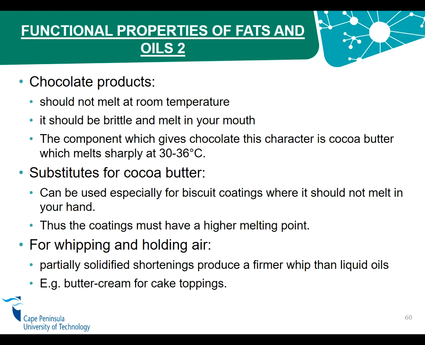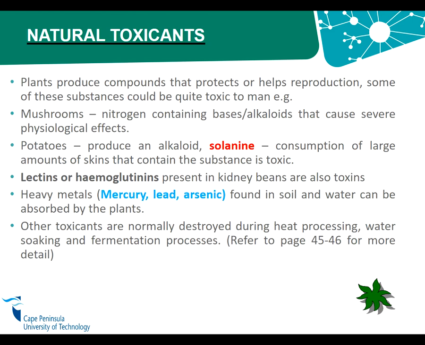So the last thing that I want us to talk about is what we call natural toxicants that are found in food products. So we know that plants produce compounds that protect or help in reproduction. Then some of these compounds could be quite toxic to us as human beings when we consume them. For example, mushrooms contain nitrogen containing bases and alkaloids that cause severe physiological effects in human beings.